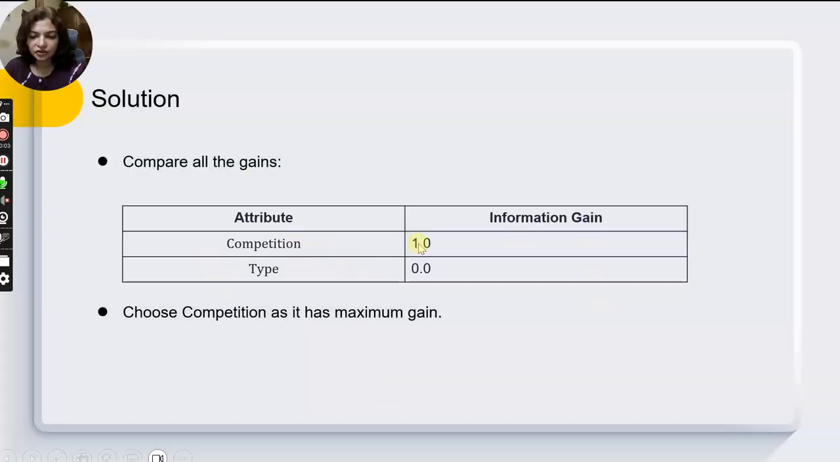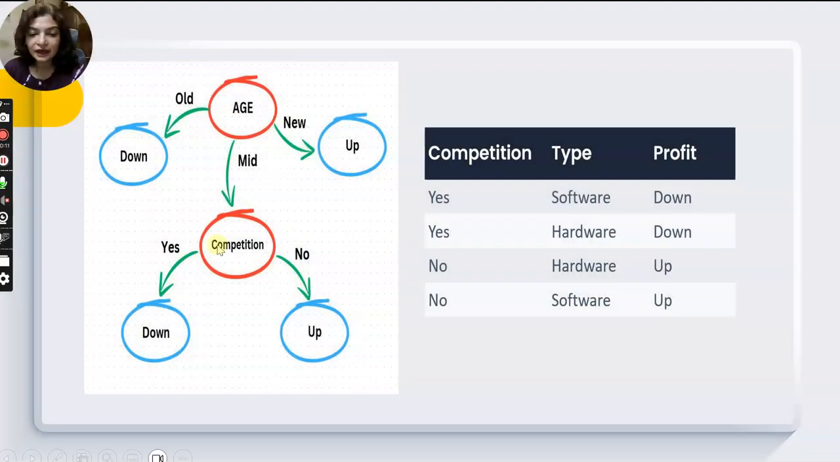Now we'll compare all the gains. So competition, we got gain as 1. For type, we got gain as 0. So competition is the clear-cut winner. So the next attribute that we'll use for splitting the data set is competition. So we have competition here. Now what will be its branches? Its branches will be its values, yes and no. And for yes, whenever we have yes, it is down. Whenever we have no, it is up. So we can assign the label and we will stop here because the decision tree is complete. We have reached the conclusion. Okay, thank you.